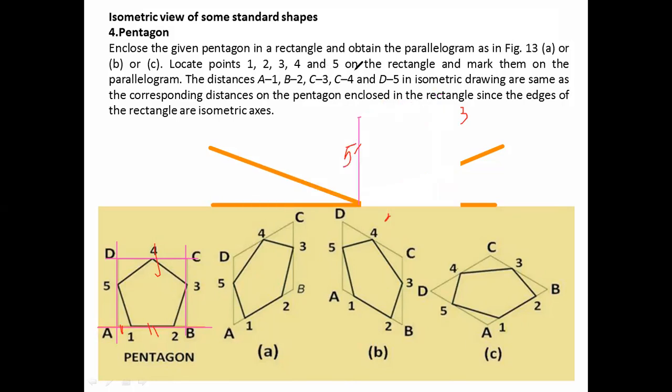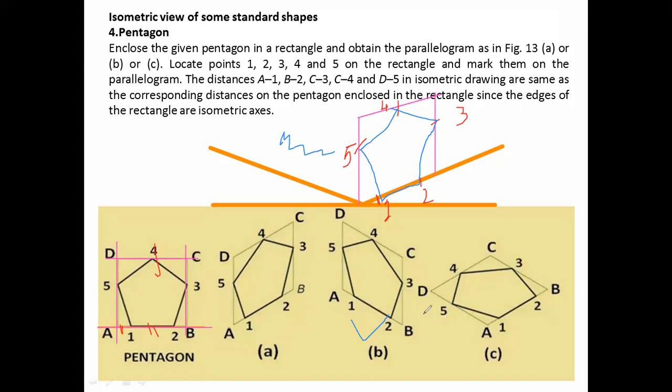Understood? So ultimately we got our pentagon. Got it? Understood? Yes, sir. Same operation you can do on the left side of this face, as well as the bottom face. If you are having some bottom face only, then on that also the same procedure.